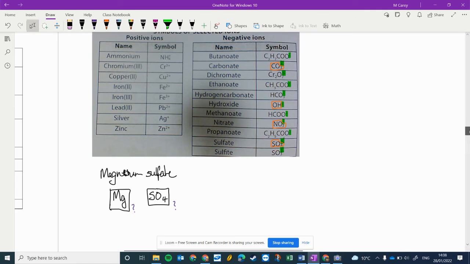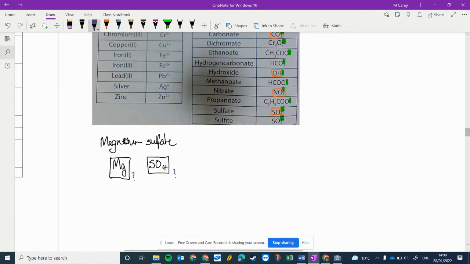So let's have a look at going through this with these ions. I'm going to rub this out for a minute. Now, the next thing we look at is the charges on each of the ions. So magnesium is group 2, so it has a charge of 2 plus.